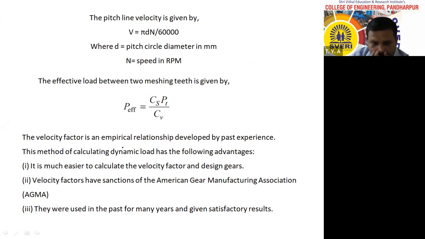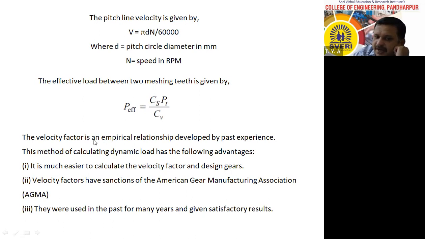Therefore, the effective load between two meshing teeth is given by P effective is equal to CSPT upon CV.